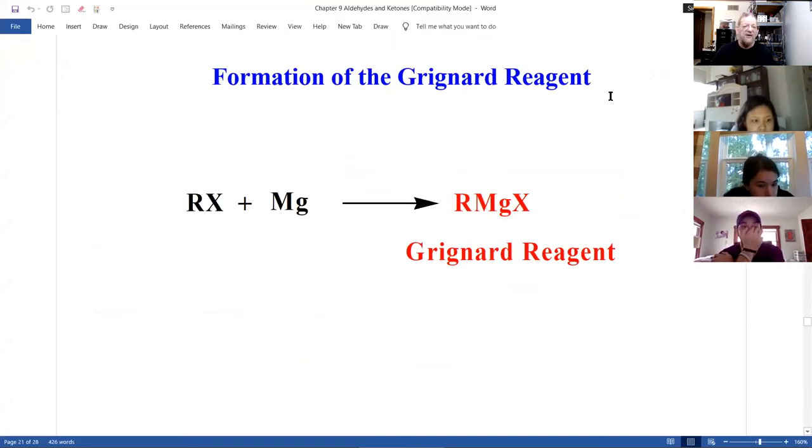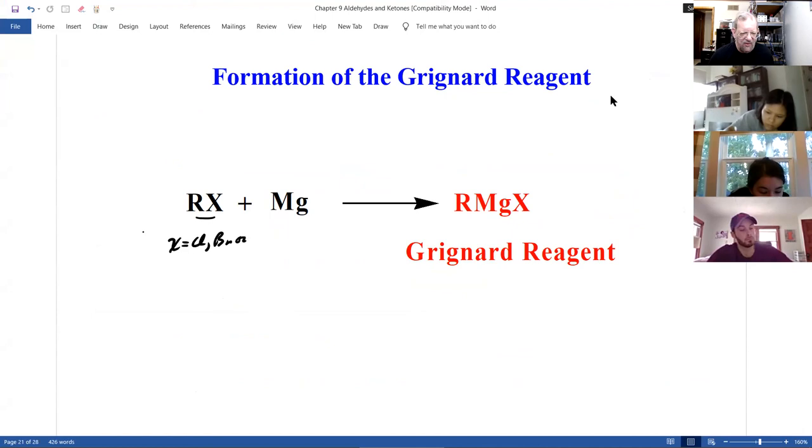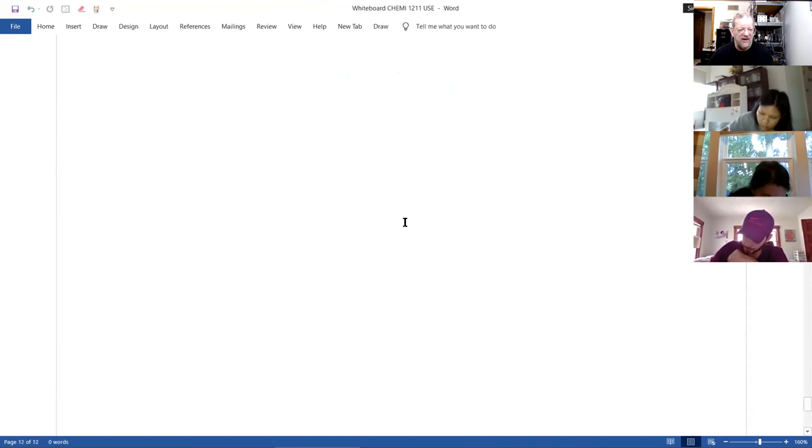The first one is making the Grignard reagent. And how do you make a Grignard reagent? This is a fun reaction to do in the lab, and I've used it in my research for my PhD. If you take an alkyl halide, where X can be chlorine, bromine, or iodine, and react it with magnesium metal, you form the Grignard reagent, RMgX. And that's the Grignard reaction. It's fun. I mean, really fun. And it's really useful. Let's take a look at this again.